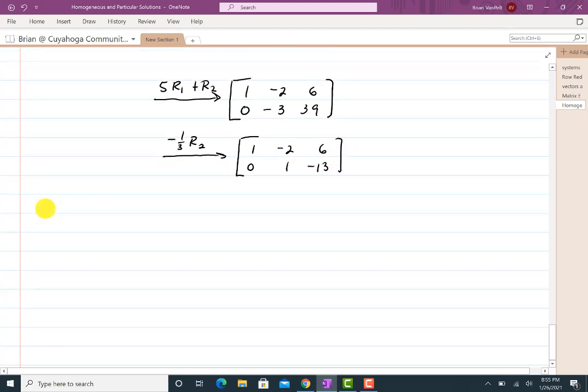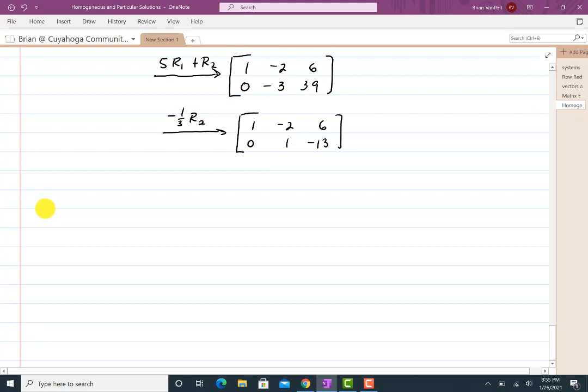And then now I'm going to finish off. Right now it is in echelon form. I want to do reduced echelon form to make the answers as easy to read as possible, and also to require no substitution if you do it that way. So to accomplish that, I'm going to do 2R2 plus R1. Let's see. 2 times negative 13 is negative 26 plus 6 is negative 20.